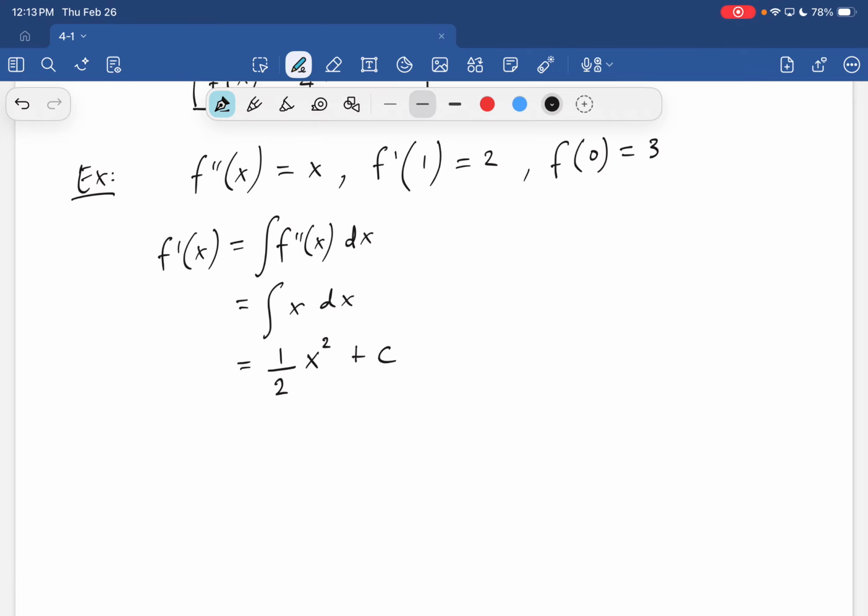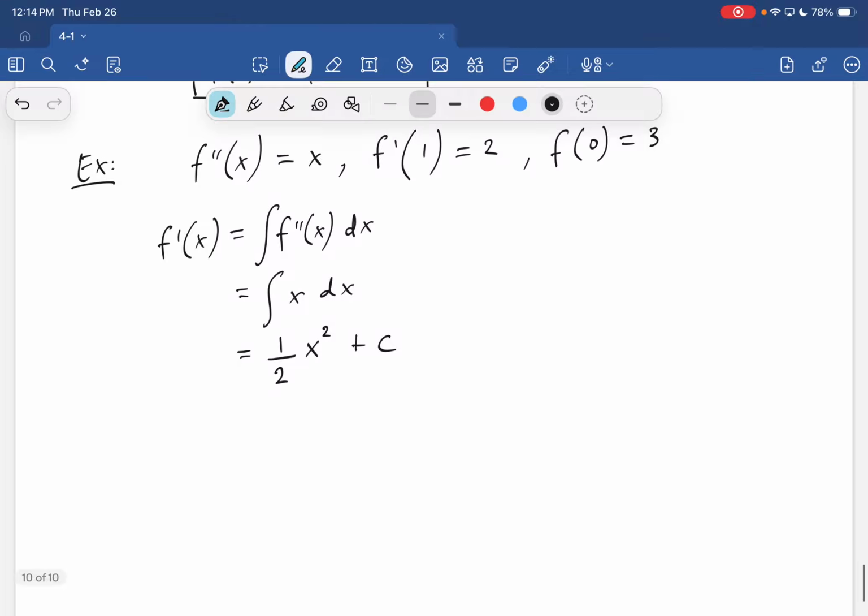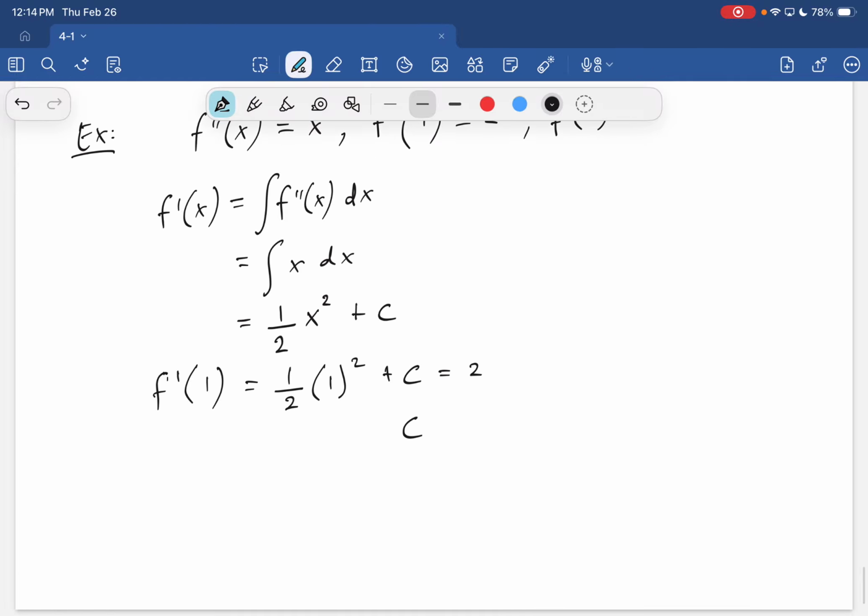So we found the first derivative. Now we have to find c. So we found the first derivative, but we still have a plus c, and we want to narrow down what c is based on the initial condition that we're given, which is f prime of 1 equals 2. And so we are going to plug in x equals 1, so f prime of 1 equals 1/2 times 1 squared plus c equals 2, right? And so that's going to tell us what c is. You solve for c. C equals 3/2.